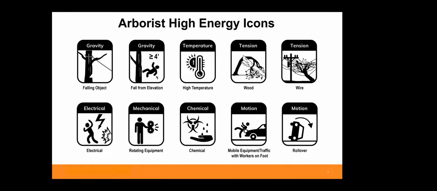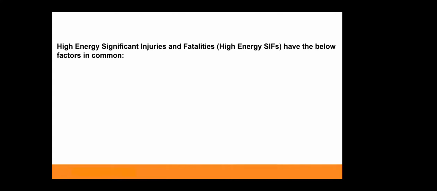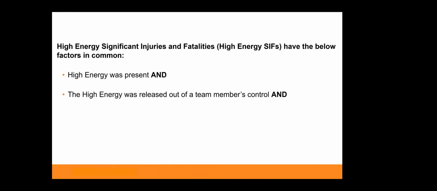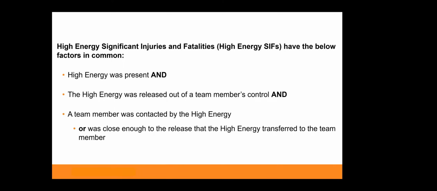How do high energy hazards injure or kill? When looking back at past high energy fatalities and significant injuries, they have the below factors in common. High energy was present and the high energy was released out of a team member's control and the team member was contacted by the high energy, or was close enough to the release that the high energy transferred to the team member.